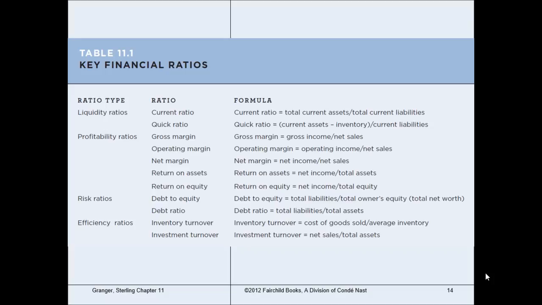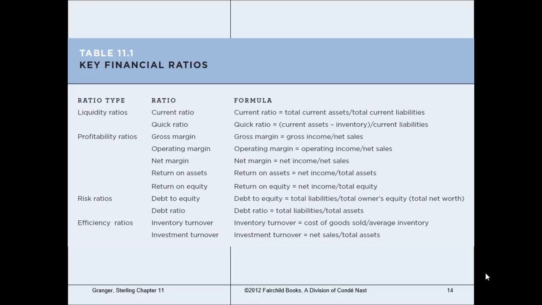Next is operating margin, and it tells you how well the business is managing its overhead costs. And if operating margins are falling and gross margins are rising, then indirect costs are out of control. And the formula for operating margins is taking your operating income and dividing it by net sales.